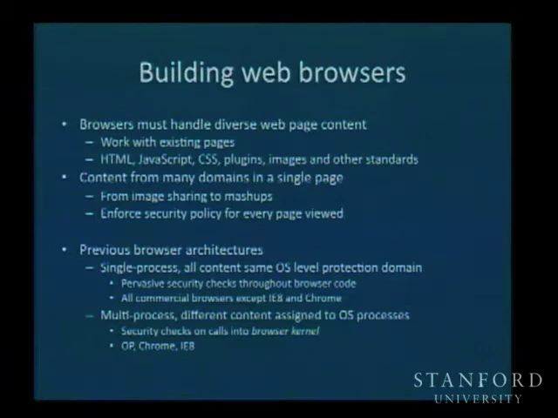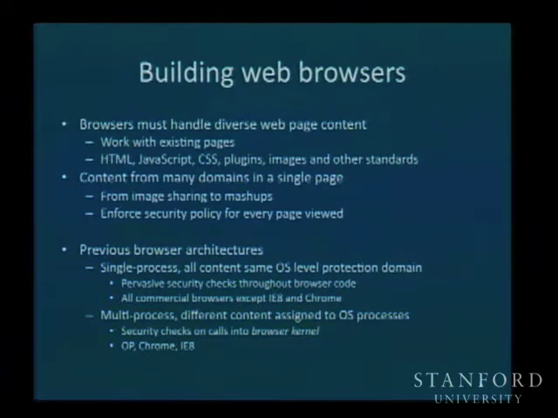And previous browser architectures fall into two categories. We have this idea of a monolithic or single process architecture, like Firefox in this case. So all the content from all providers, regardless of the number of tabs open, whatever you're doing, everything's running in the same protection domain on top of your operating system. And the way they manage security in this context is by having security checks throughout their code. So they have to anticipate the way that functions are going to be called and control flow happens and put the right checks in the right places.